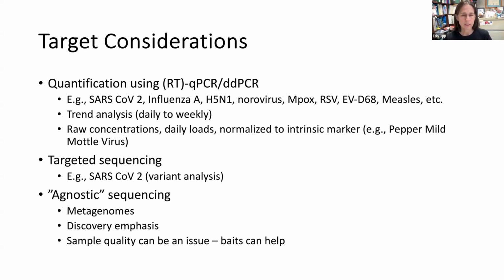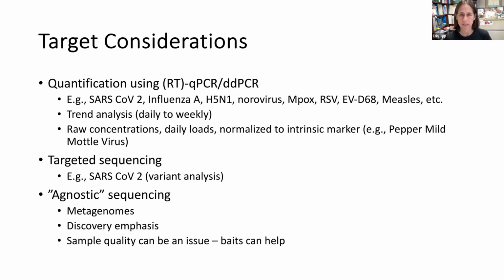For targeted sequencing, again, one of the most common places this has been used is the variant analysis for SARS-CoV-2. So as the pandemic went on, we're not just looking at the virus being there, we're able to actually detect variants as they were moving through populations. And then agnostic sequencing, this is really getting to metagenomes.